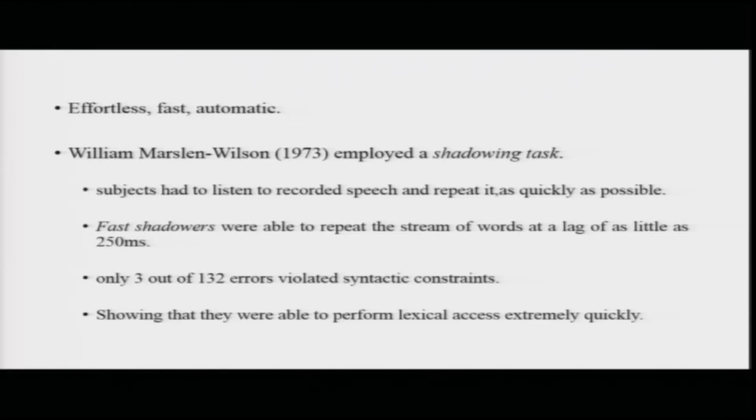Fast shadowers were able to repeat the stream of words with a lag of as little as 250 milliseconds. Slow shadowers probably do it a little bit slower. Only 3 out of 132 errors violated syntactic constraints. So, very few syntactic errors happened, showing that participants were able to perform lexical access extremely quickly. You cannot speak anything unless you have generated the morphological, phonological and other things. That is what you learned in the speech chapter. So, if people are doing the shadowing task, they are probably going from the concept downwards. That is how speech can happen. So, lexical access, that is generating the form part, is happening as quickly as 250 milliseconds.